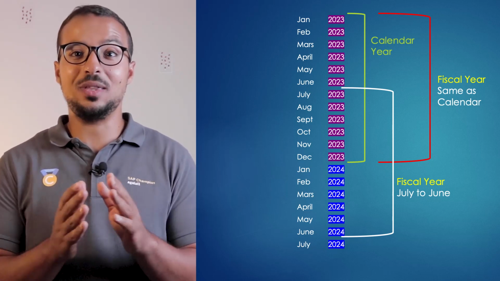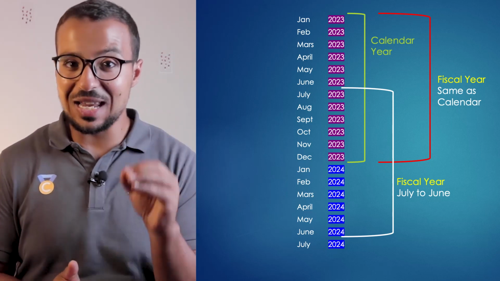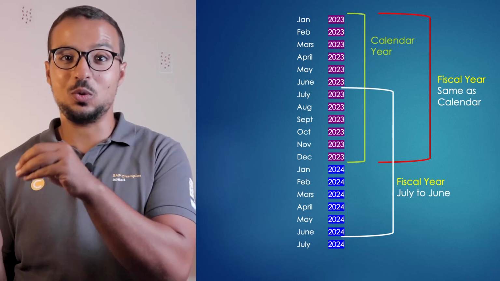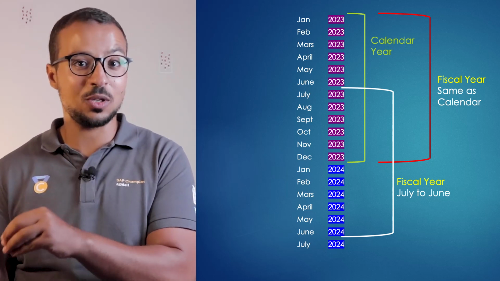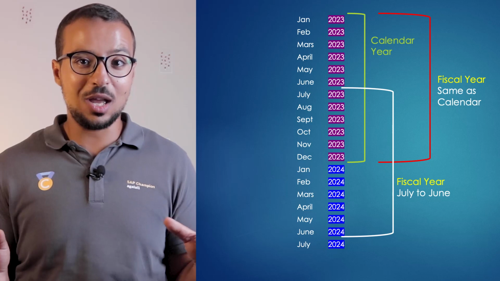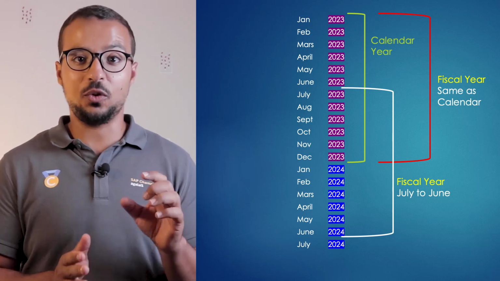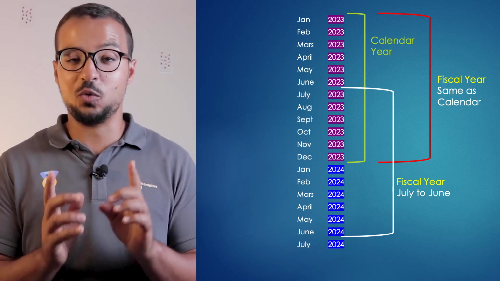So when we say we are doing the data migration at the end of the fiscal year, in this case, we mean that we do the data migration on 30 June 2023 or on 30 June 2024. So all what we are talking about is related to the fiscal year, not the calendar year. In many cases, you will find that the fiscal year is different from the calendar year.